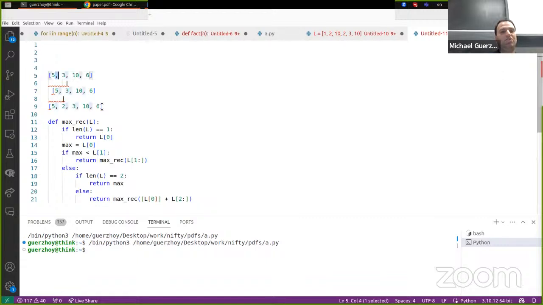Yes, so the 3 goes. The next time, now you're at 5, 10, 2, so not the case. And then you're saying here, if max is smaller than L at 1, which it is, so if 5 is smaller than 10, then you're saying, give me the max of this guy. And the next time you're getting here, so you return 10.